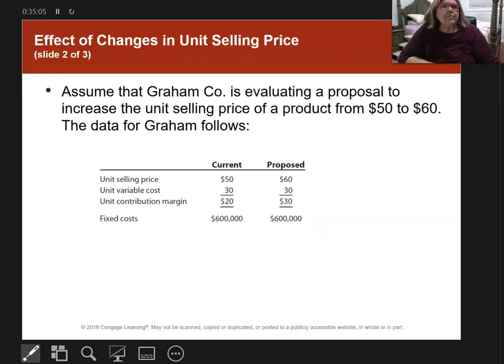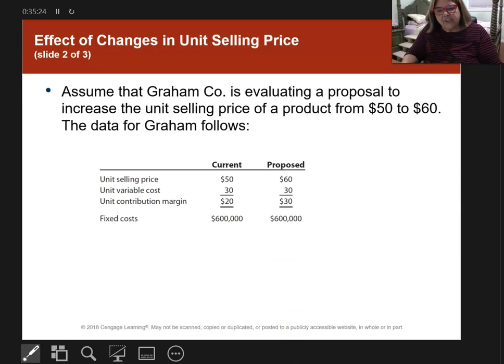So let's take a little example here. Graham Company is thinking about doing a proposal where the selling price is going to change from 50 to 60. So I'm actually going to raise my prices, which is very rare. Variable cost stays the same. Unit contribution margin will change, but fixed costs stay the same.